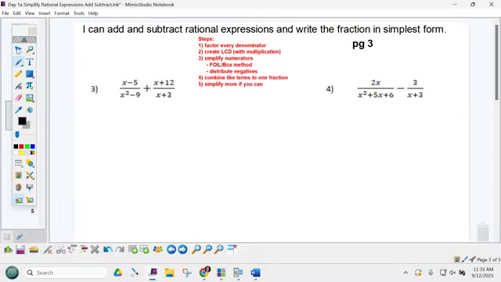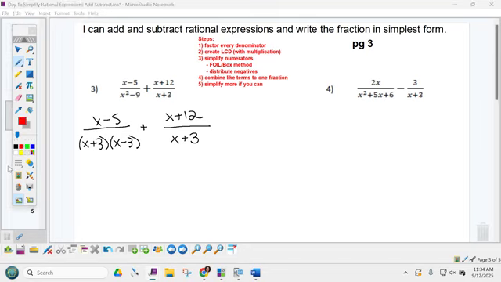Okay, page 3. Let's try it again. Pause the video here and factor the denominators in number 3. So the second denominator does not factor, but the first denominator is the difference of perfect squares. So we're going to factor that to conjugates, which is x plus 3, x minus 3.